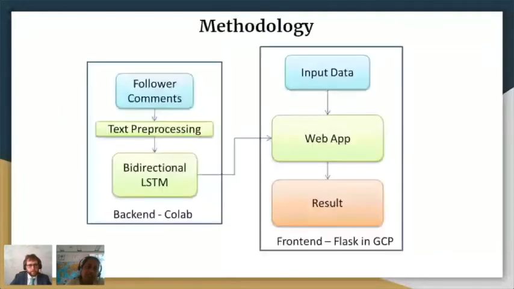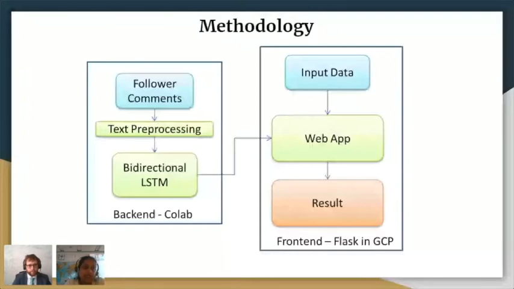So the methodology that was followed to achieve that end was twofold. One is the back end, which you see on the left, which is done mainly with Google's Colab notebooks, and the front end, which is also done with the Google infrastructure using Flask. The first thing we did was take these comments, which were given to us as a sample, and we strip out the commas, do some pre-processing on them, and then I apply an algorithm called bidirectional LSTM.